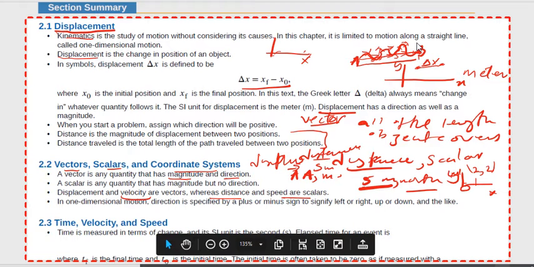In one-dimensional motion, direction is specified by plus and minus signs. So let's say an object is moving in this direction. If we assume this direction to be plus, we will represent it by plus. If we assume this one to be minus, from this origin, this will be minus. So in one dimension, direction is represented by the plus sign and minus sign.